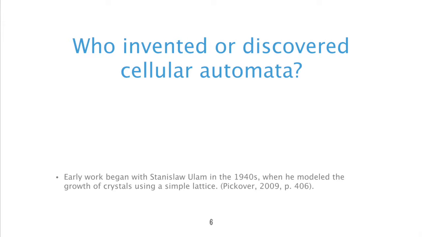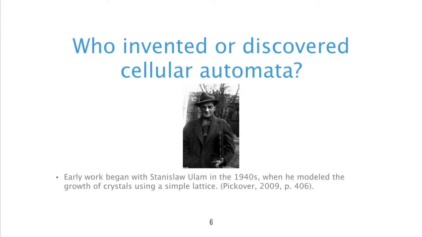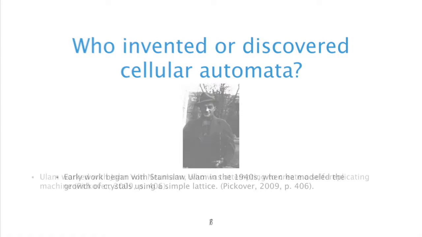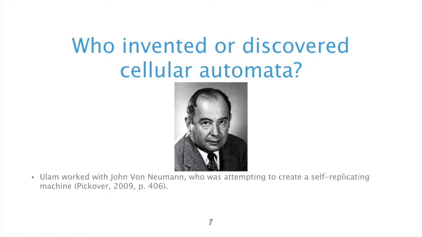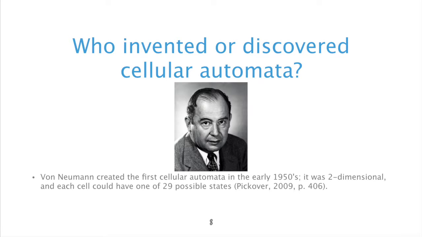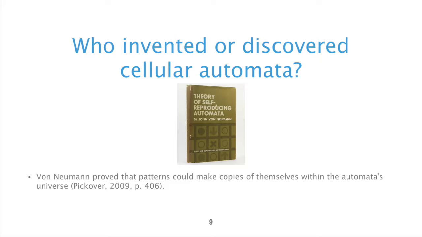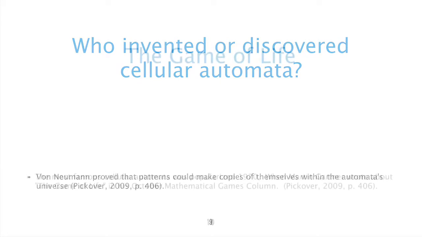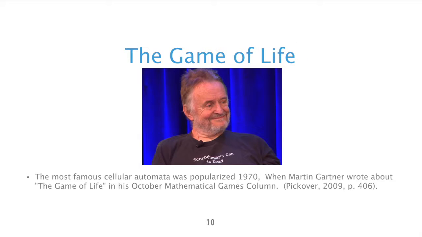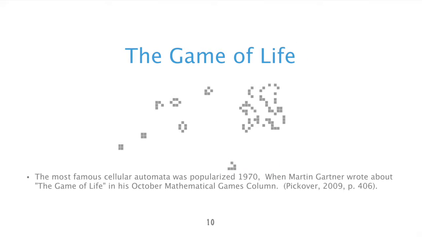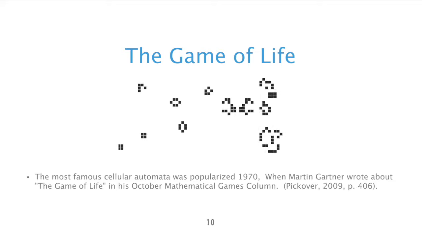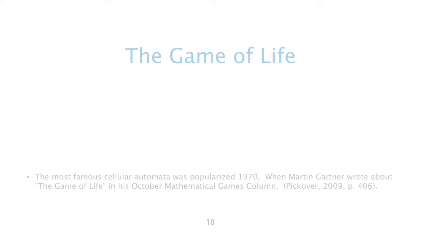Who invented or discovered cellular automata? Early work began with Stanislaw Ulam in the 1940s when he modeled the growth of crystals using a simple lattice. Ulam worked with John von Neumann, who was attempting to create a self-replicating machine. Von Neumann created the first cellular automata in the early 1950s. It was two-dimensional, and each cell could have one of 29 possible states. Von Neumann proved that patterns could make copies of themselves within the automata's universe. The most famous cellular automata was popularized in 1970 when Martin Gardner wrote about the Game of Life in his October Mathematical Games column.